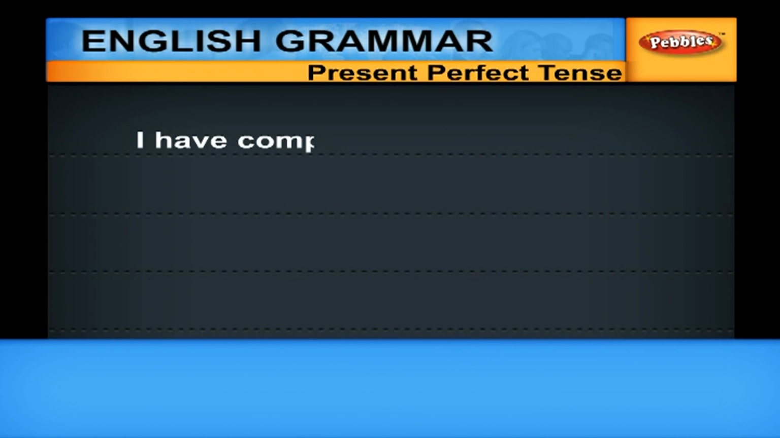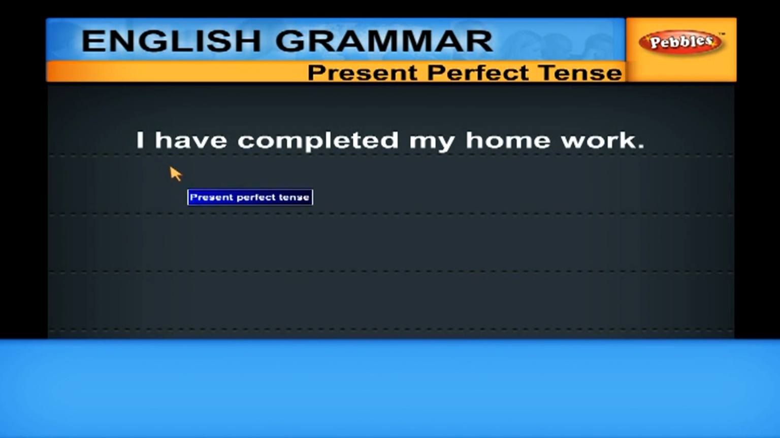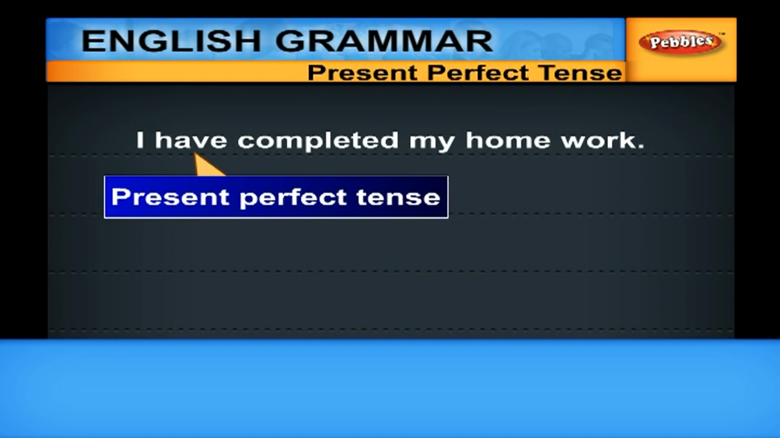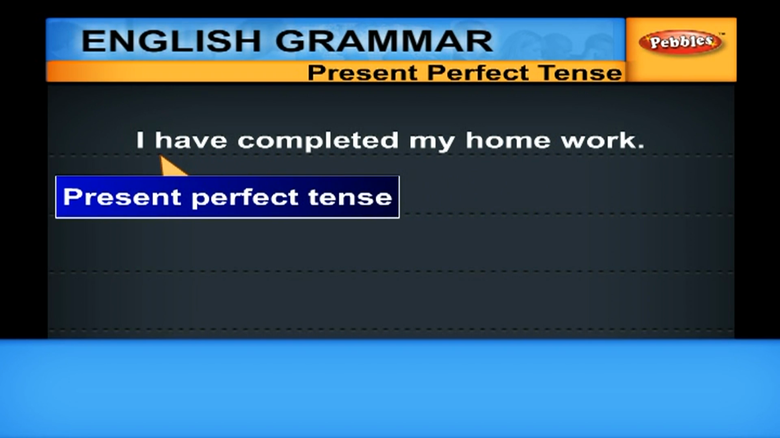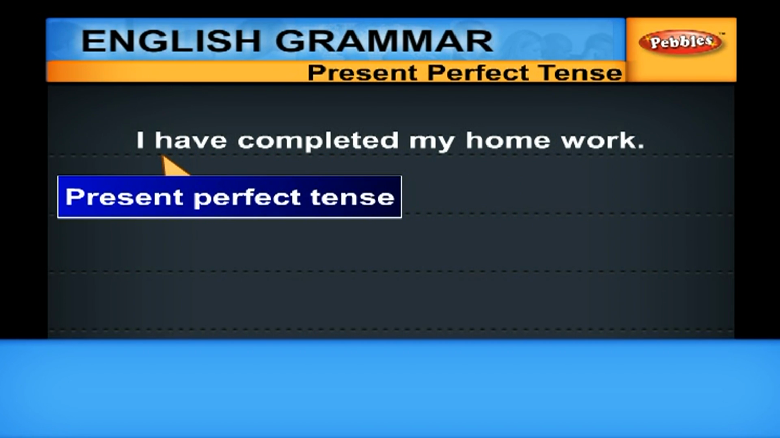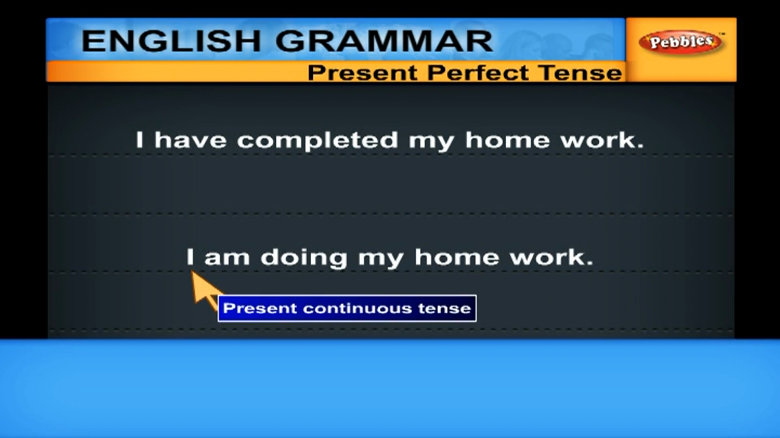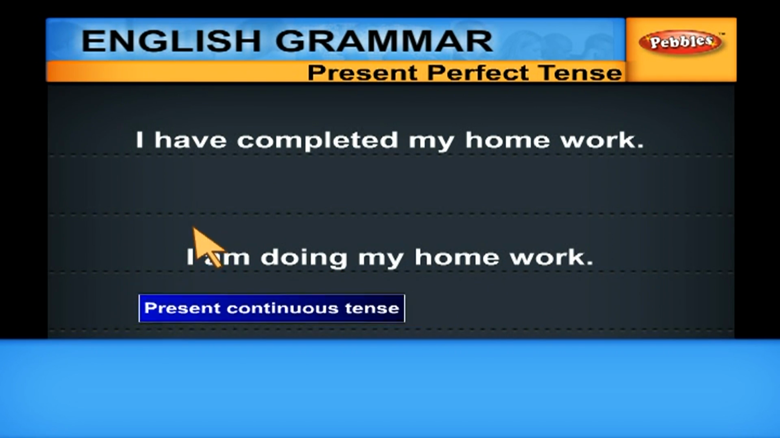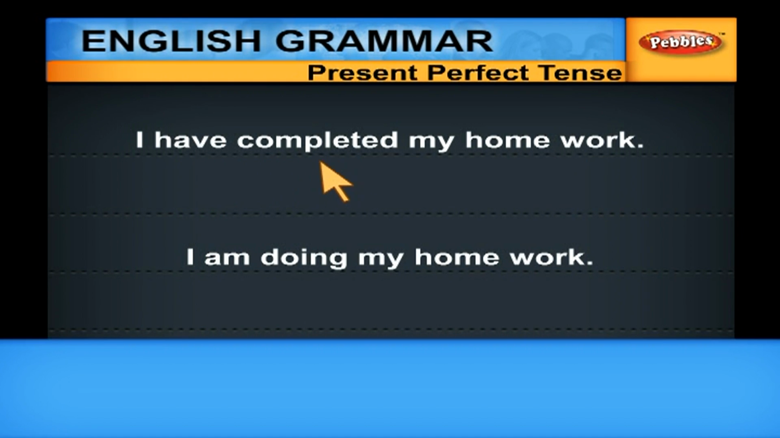Where do we use the present perfect? Present perfect is used to refer to an action that is perfected, that is completed. It may be sometime in the past. While present continuous refers to an action that is in progress, present perfect refers to an action that is completed.